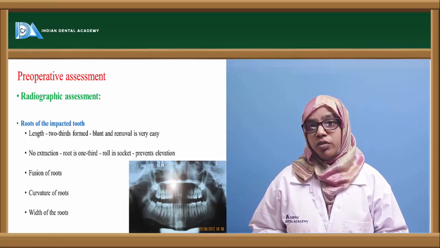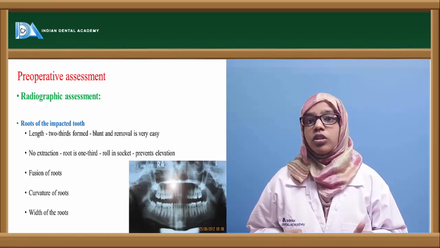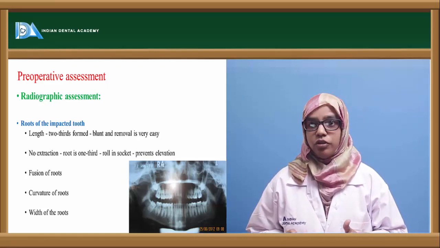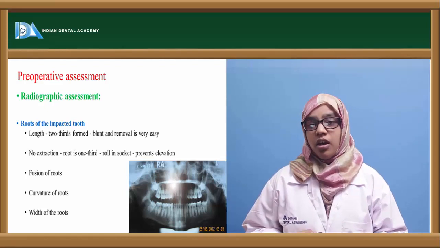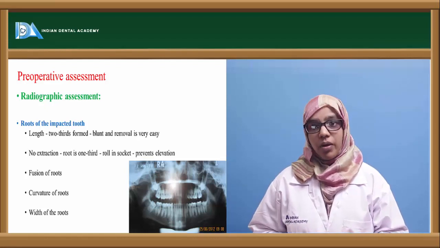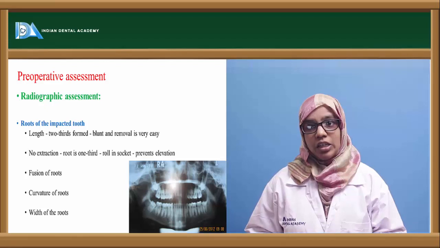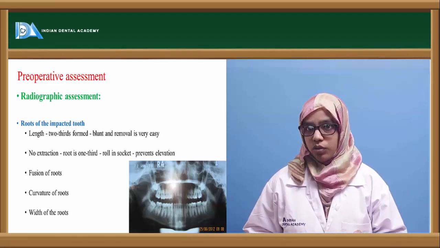What I mean by favorable is that the curvature should be along the path of the exit, the eruption of the tooth. That is a favorable curvature. Unfavorable is when it is against the path of eruption. So while elevating it, you might fracture the apical third of the root.